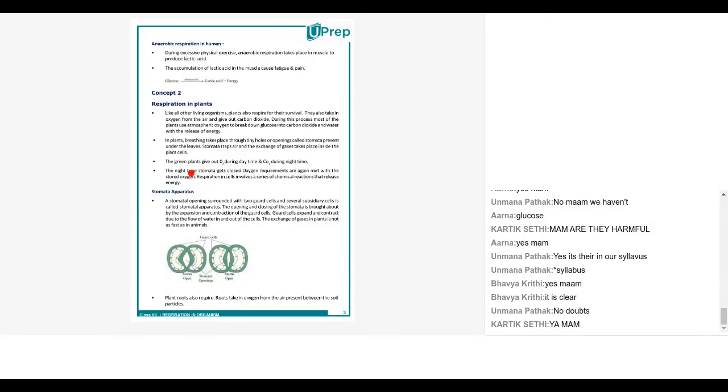In respiration in plants, we all know, we have studied this in our earlier classes, that beneath the underside of the leaf, for example, if this is the leaf, the under portion of the leaf, there are small pores known as the stomata. So stomata are basically openings through which the exchange of gases takes place. Carbon dioxide goes in and oxygen is taken out. All this exchange of gases happens through the stomata.